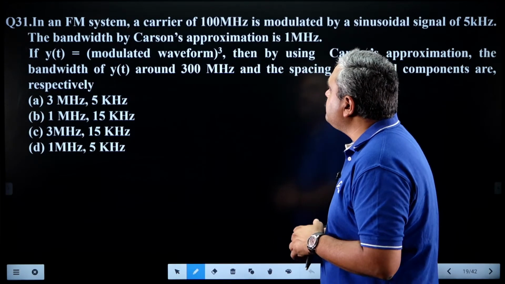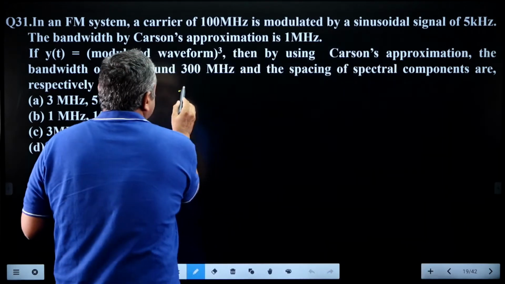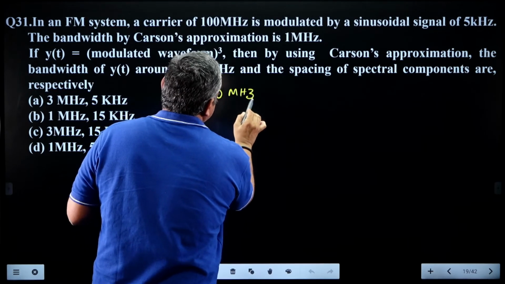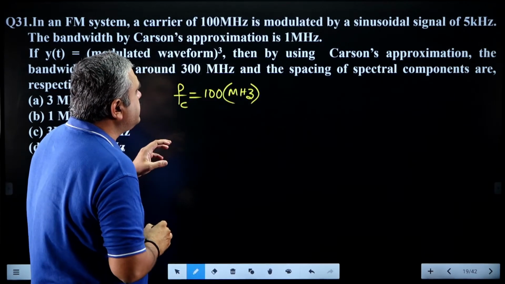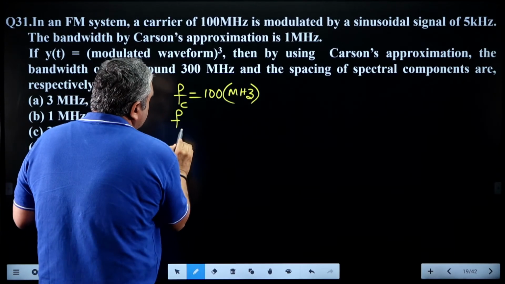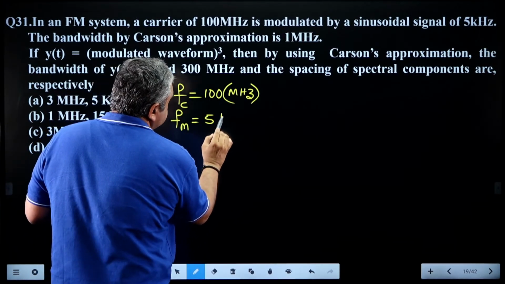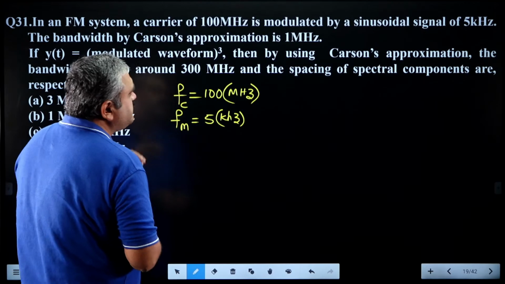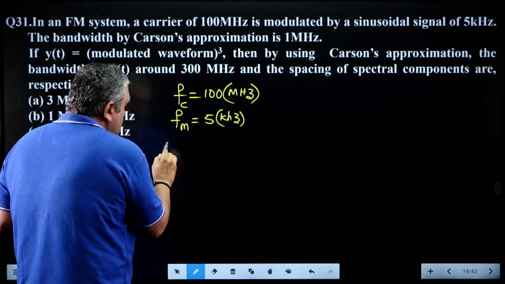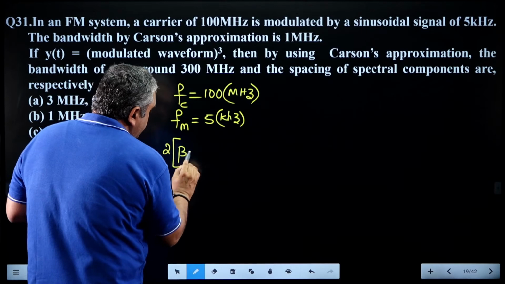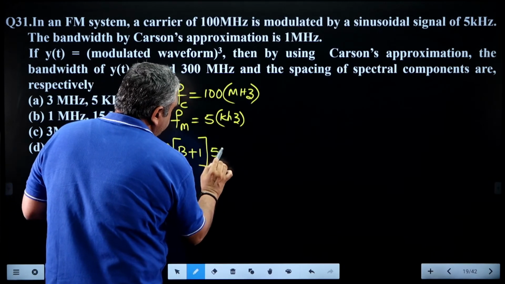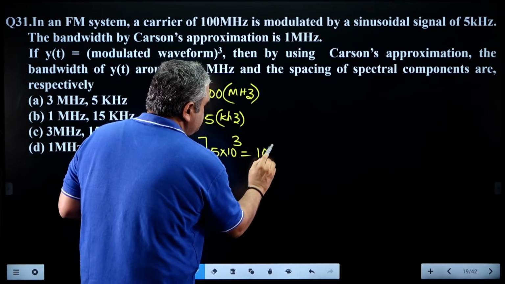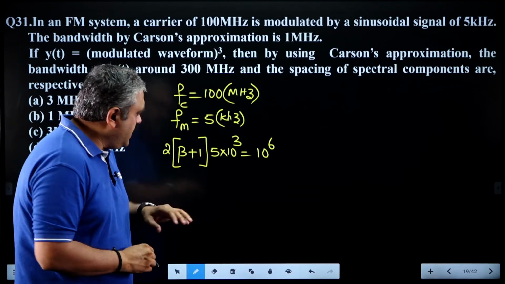In an FM system, a carrier frequency of 100 megahertz is modulated by a sinusoidal signal, meaning single tone modulation, of 5 kilohertz. Message signal frequency is 5 kilohertz. The bandwidth by Carson's approximation is 1 megahertz. What is the meaning of that? 2 into (beta plus 1) into fm, which is your 5 kilohertz, is given to you as 1 megahertz. 1 megahertz means 10 power 6. Directly write this, and no need to use any calculator.